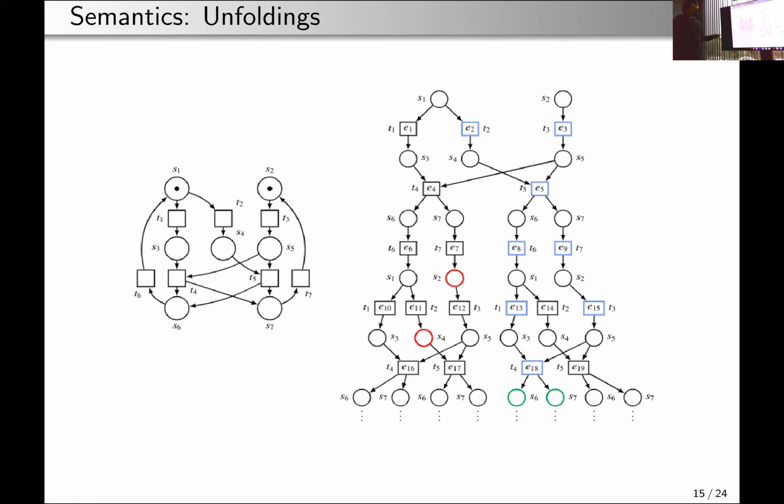And dually, a maximal conflict-free antichain made of transitions, events in this case, corresponds to a step. So it means that you could actually fire them together. But if the antichain contains a conflict, then that's not a valid step. Cool. Fine.